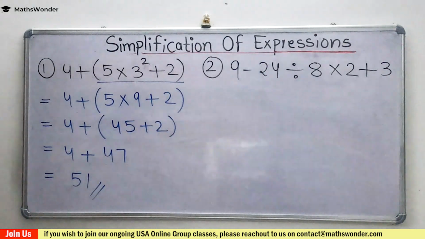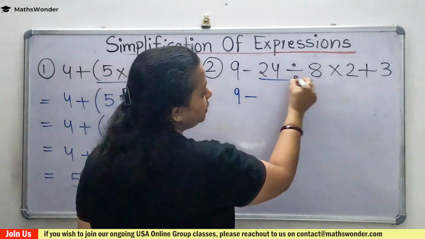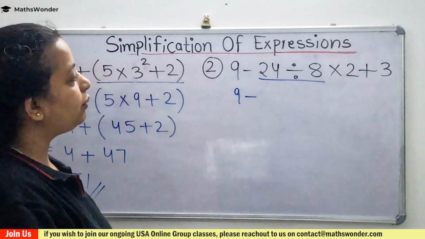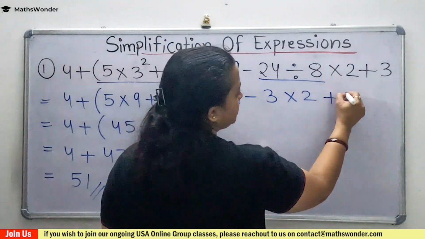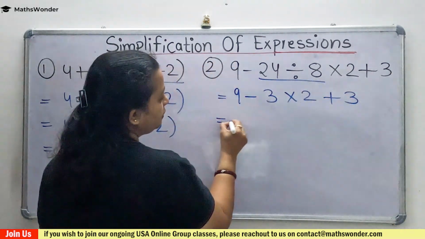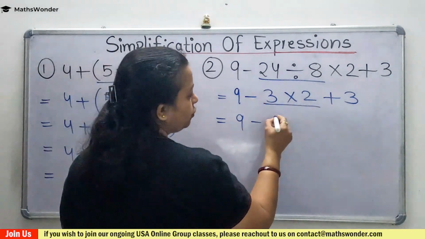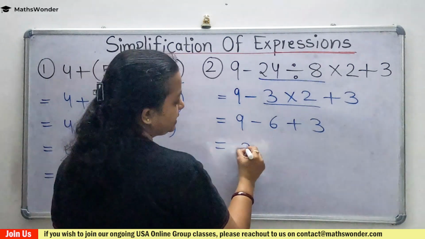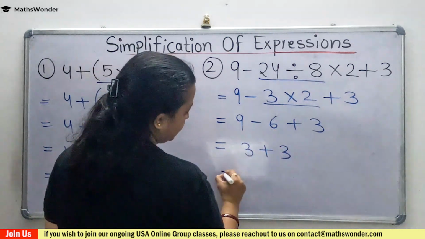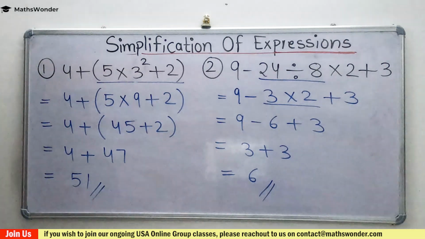Wait. The answer is 9 minus 3 plus 6. Now see, 9 minus, first you will do the division, right? So 24 divided by 8 will be 3. Then 3 times 2 plus 3. Now you will solve the multiplication, right? So 3 times 2 will be 6 plus 3. Now 9 minus 6 is 3. 3 plus 3 is 6. Yeah, that's correct. So this is the simplified expression.